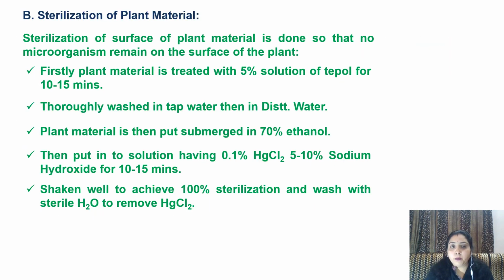Now, sterilization of plant material. Firstly, plant material is treated with teepol for 5 to 10 minutes, thoroughly washed in tap water, then in distilled water. Then it is submerged in 70% ethanol, then put into a solution having mercuric chloride 0.01%, 5 to 10% sodium hydroxide for 5 to 10 minutes. Shaken well to achieve 100% sterilization and then washed with distilled water to remove HgCl2.